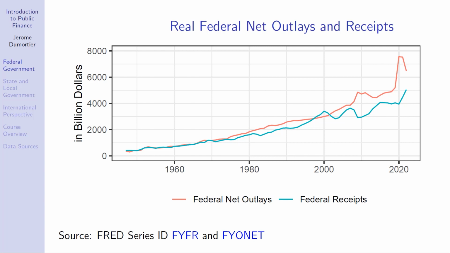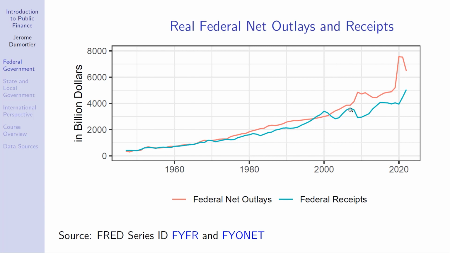Now, in this graph, I have plotted the outlays and the receipts together and how they have evolved over time. Note that here we are talking about real expenditures and receipts, and real means that this has been corrected for inflation. As you can see, the outlays, or the expenditure, and the receipts have significantly increased over time. And you can also see that there are certain spikes.